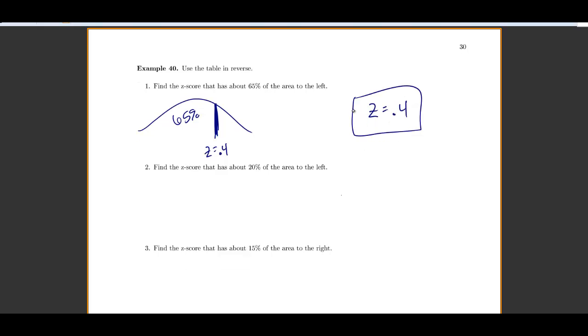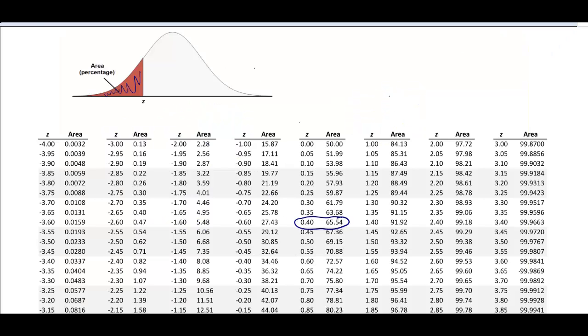Find the z-score that has about 20% of the area to the left. So 20%, that's not very much. We should be over here on the left side. And I'm looking for the z-value. Because we're on the left side, it should be a negative z-value. So we're looking for a percentage of about 20%. It looks like we have this negative, 19.77 or 21.19. I think that this 19.77 is actually closer, so I'm going to go with that one.